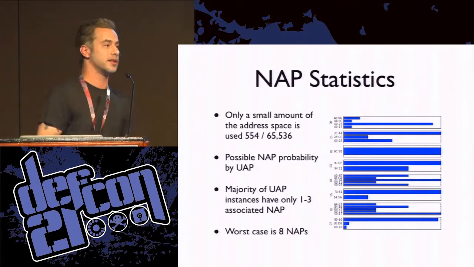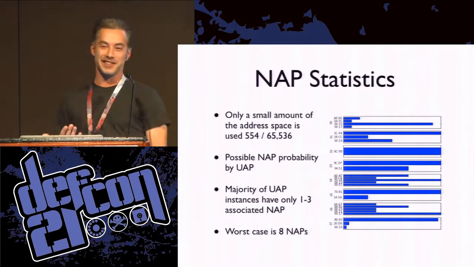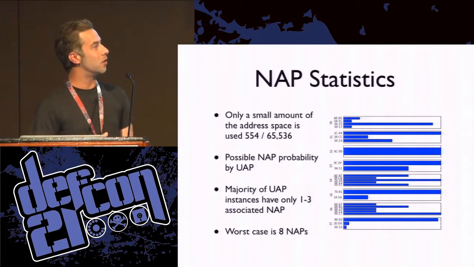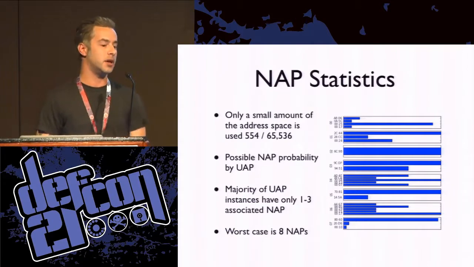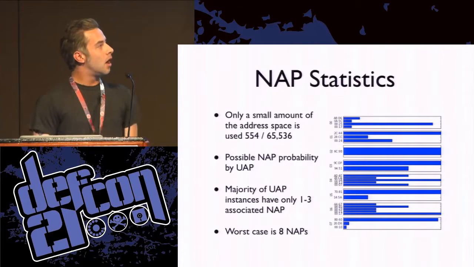And so this was the coolest thing. I'm a nerd, this is my favorite part of all the research. In passive monitoring, we do not get NAPs. So what I really wanted to do was see if I could derive an NAP based on probability of the rest of its address space.